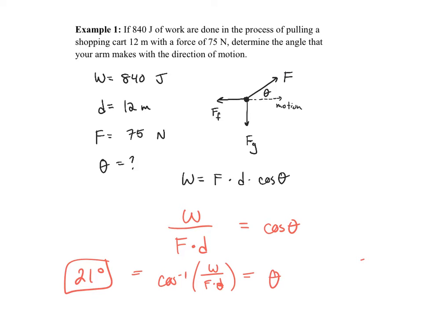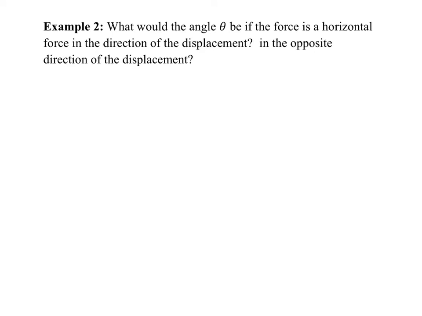So FD has to have parentheses around it. FD in your calculator has to have parentheses around it. Or, as Regina said, multiply FD to start. Okay, but if you're putting it in the calculator, make sure you have your parentheses around FD right here. Okay? All right. Let's move on. Next question. What would the angle theta be if the force is a horizontal force in the direction of displacement? And what about if it's in the opposite direction of displacement?